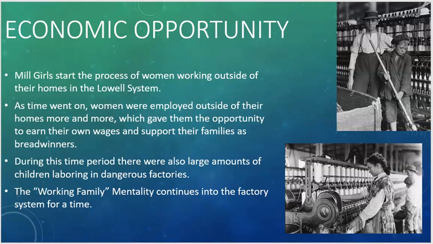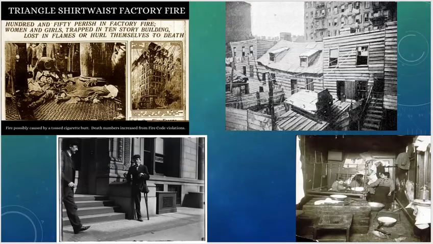During this time period, there was also large amounts of children laboring in factories. The working family mentality continued because before this time, the entire family, husband, wife, daughter, son, worked on the farm. Well, when they moved to the factory, all 4 of them work in the factory. That was the mindset back then. So last thing, here are a couple of images. Limbless children, slums, bad living conditions, horrible working conditions, all effects of the market revolution.